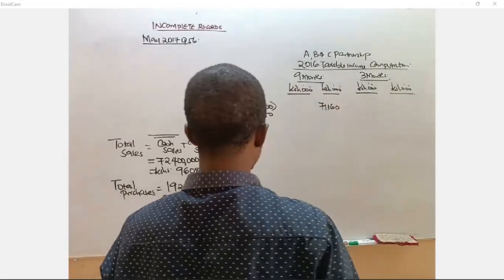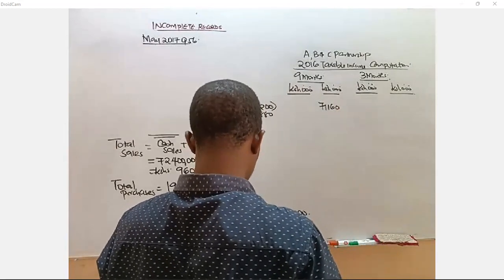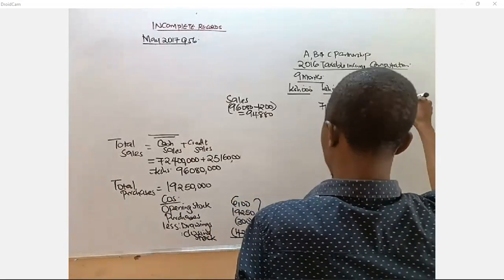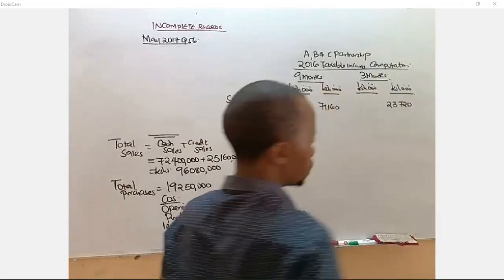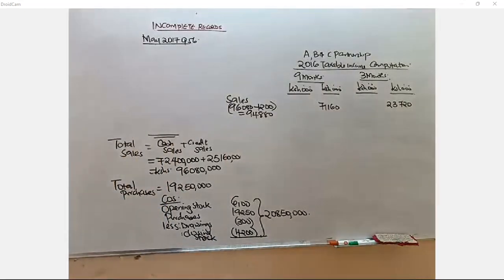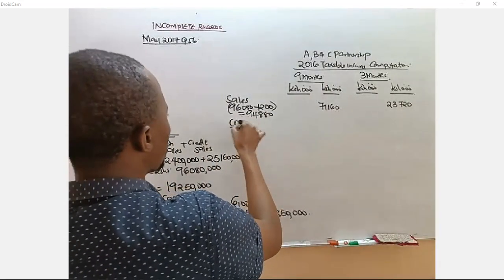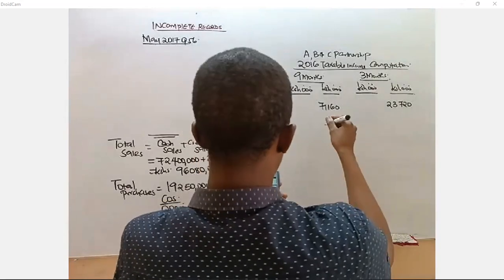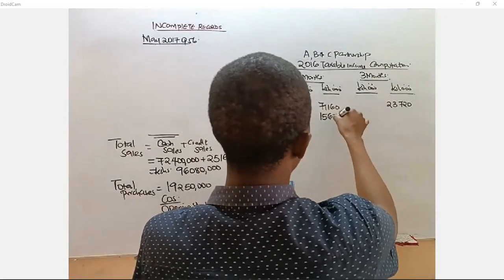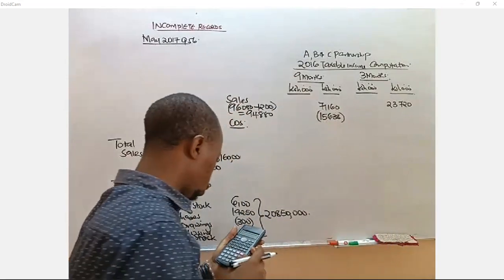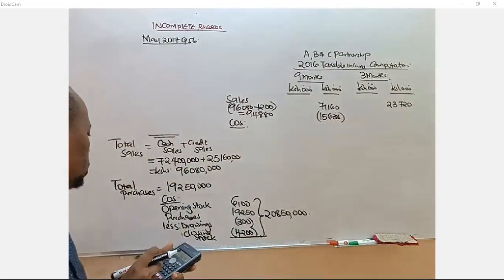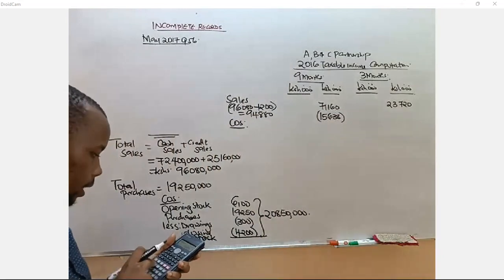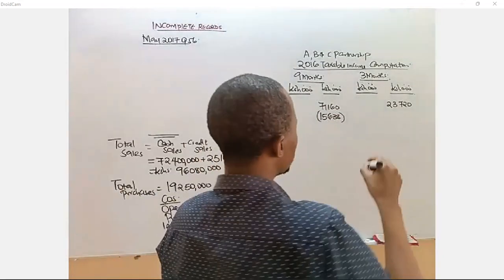The other one should be the difference now. 94,880 minus my answer should be 23,720. Let us go to the cost of sales. My cost of sales is 20,850, times 9, you divide by 12. The first one should be 15,638. Then the other one is the difference: 20,850 minus my answer, you're supposed to be getting 5,213.